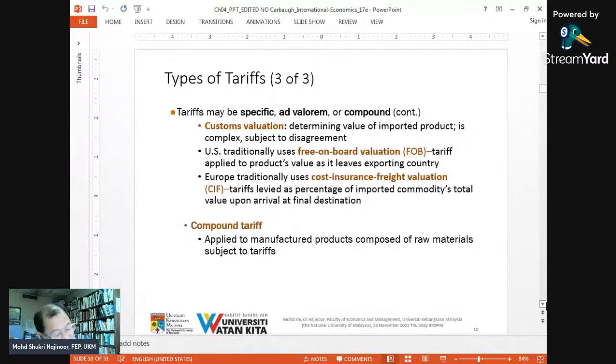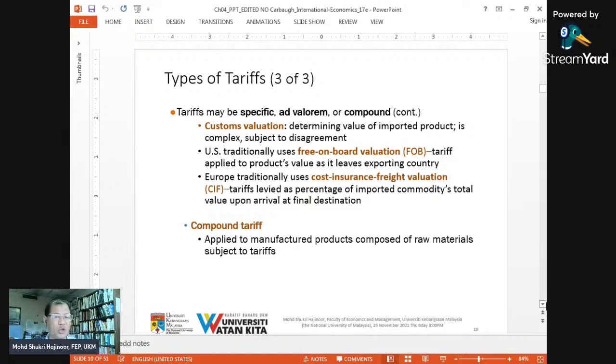So which one is bigger usually? Is it FOB or CIF? Because CIF includes not only the cost of the product, but also insurance and the freight, to pay for the fees for the ship. So all that. So CIF is bigger than FOB.